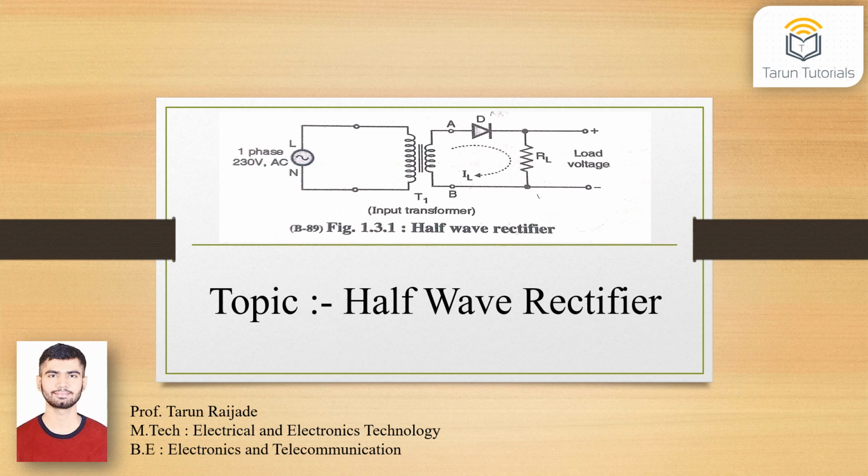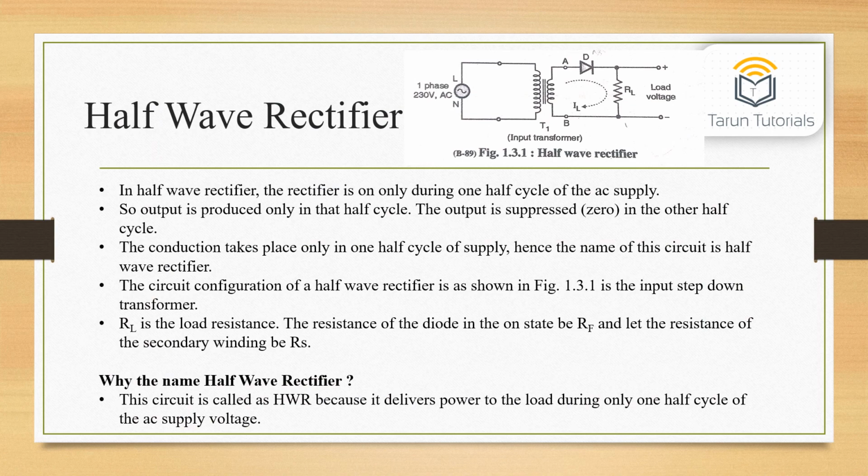The topic which we are going to discuss today is half-wave rectifier. In half-wave rectifier, the rectifier is on only during one half cycle of the AC supply. So output is produced only in that half cycle. The output is suppressed in the other half cycle. The conduction takes place only in one half cycle of supply. Hence, the name of this circuit is half-wave rectifier.